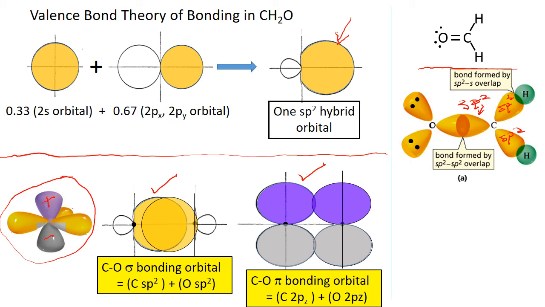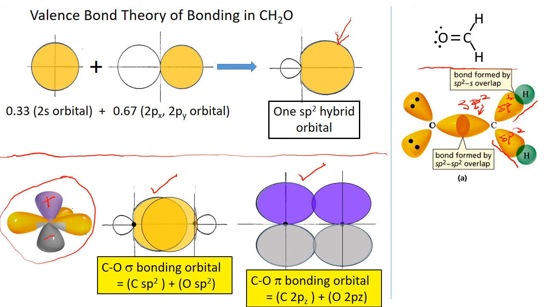Now the same will be true on the oxygen. My C-H single bonds are formed from overlap of the sp2 on carbon with the hydrogen 1s. This one, same thing, overlap of the sp2 hybrid orbital with the 1s on hydrogen. The sigma bond for C bonded to O is in the center here, overlap of the two hybrid orbitals.